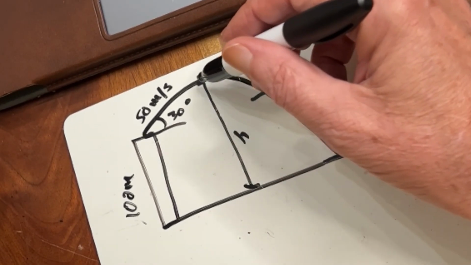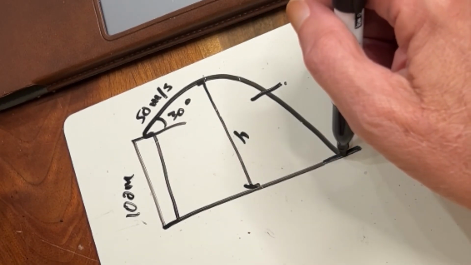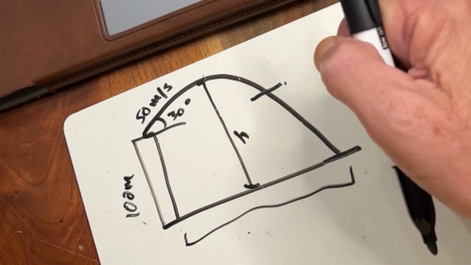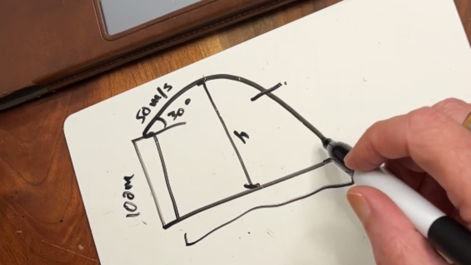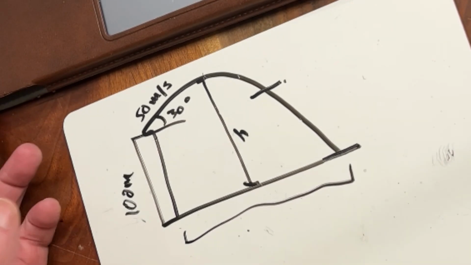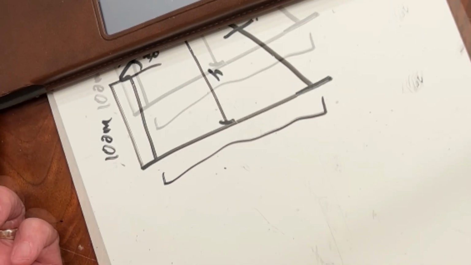How high is it going to go? How far is it going to go? How long will it take to get there? What is the velocity and the angle that it hits the ground? So let's go ahead and put together everything that we know so far.